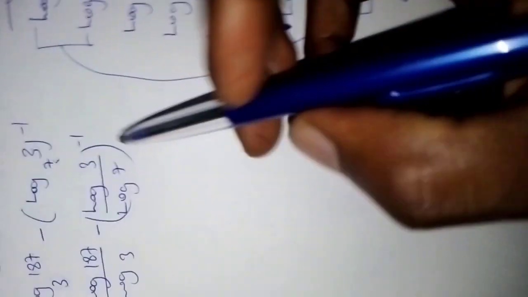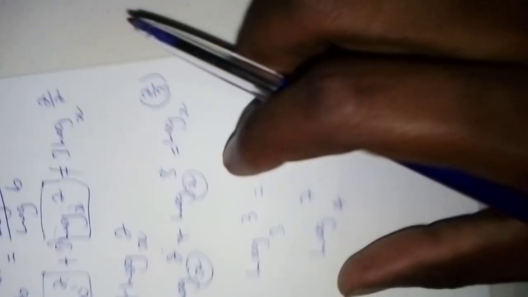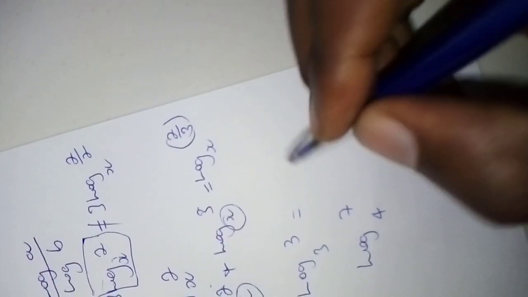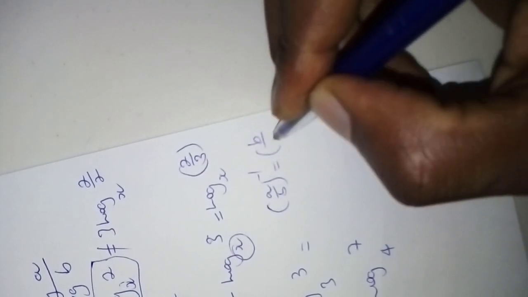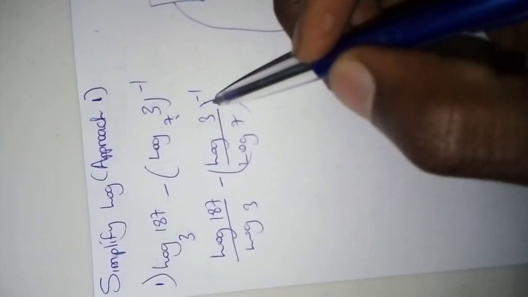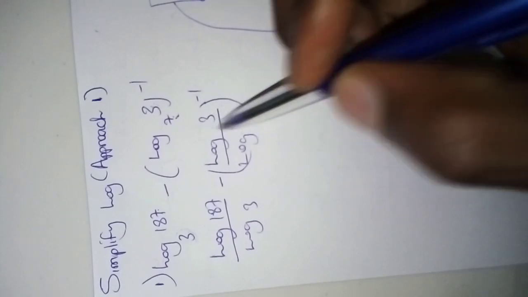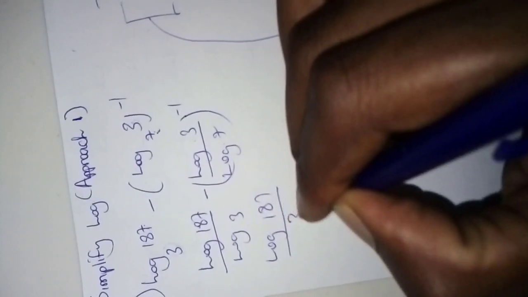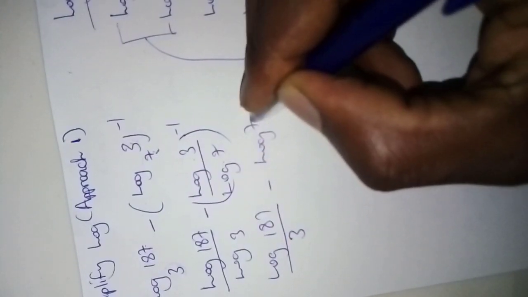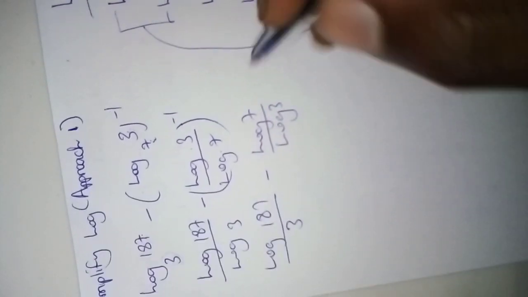Now from this point, as you can see, we have a negative power raised, right? So we need to remove that. For us to remove that, we need to apply an exponential law that says that if you have a over b raised to a negative power, you can invert the fraction. So this would mean that you would have b over a, then it's positive. So now this means that for us to have a positive bracket, we would have to invert this. So you have log 187 divided by 3 minus log 7 divided by log 3. See, now it's positive because we have inverted the fraction.